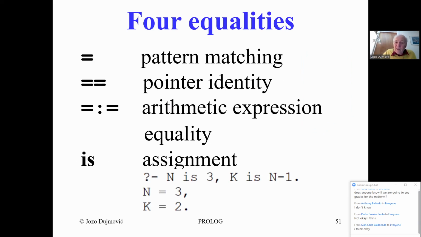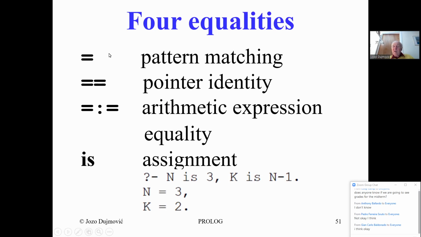So now we come to one tricky question. How many equalities do we have in programming languages, and particularly in PROLOG? We have 4 of them, and they are very, very different from each other. So there are 4 equalities that we can identify. The first one is written with the equality sign, and this is pattern matching equality. So if you say that 2 things are the same, they are the same because these are matching patterns. So this is pattern matching equality.